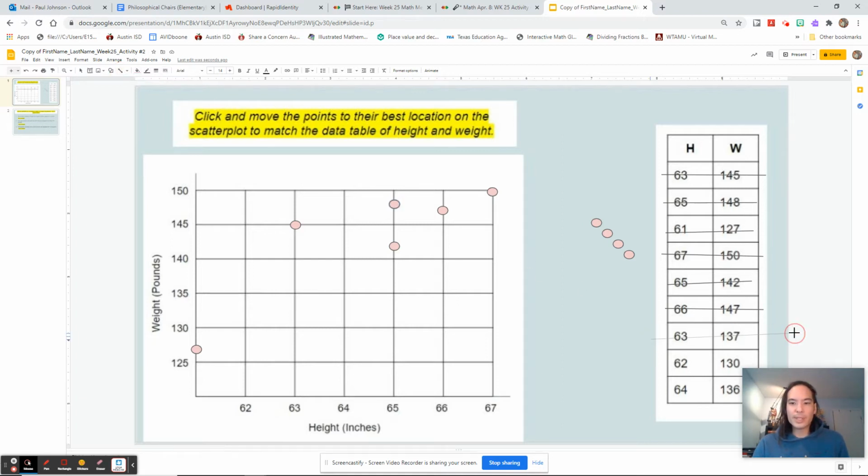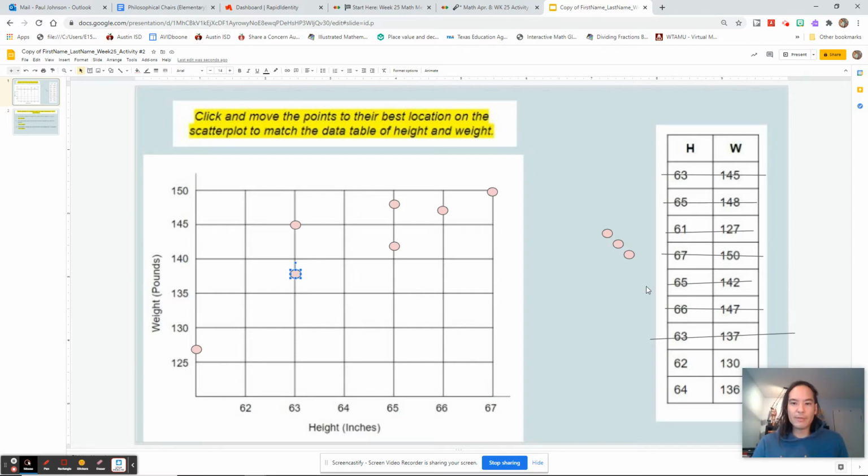All right, the next one, 63 and 137. I'm going to take this point and I'm going to run 63 on my x-axis because that's the height, 63 inches. And then I'm going to jump 137, which is the weight. So someone that was 63 inches tall weighed 137 pounds. So we're going to put our dot right there on the y-axis at about 137.